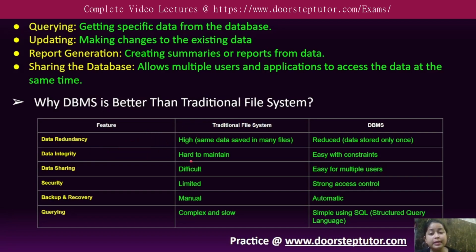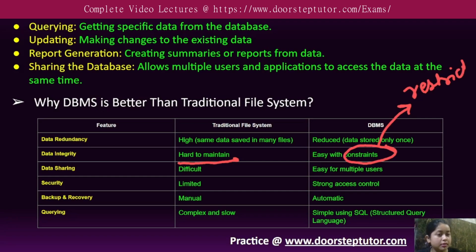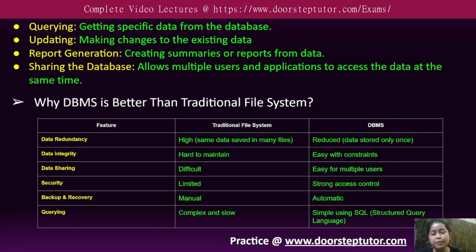Consistency is very hard in the traditional file system, but it is very easy with the help of constraints. What are constraints? Constraints are restrictions that we impose on the database. Restrictions on who can access your database, what the prime attributes are, what the data type will be. So using restrictions, consistency is maintained, which was hard in the case of the traditional file system.